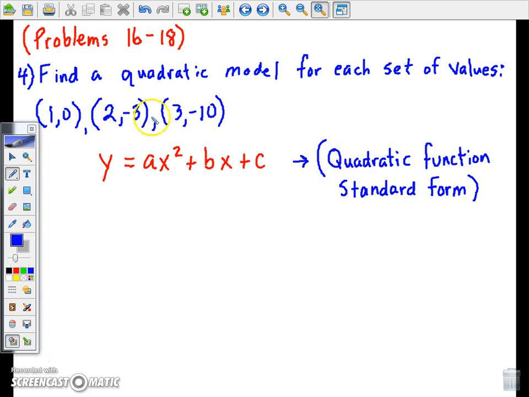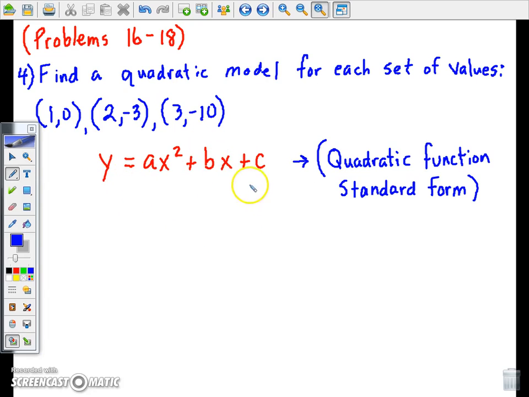Picture these 3 points as points on a parabola. Okay, these are actually 3 points. If we were to look at the graph of a parabola, these 3 points would be on it. It's our job to come up with the equation that represents that graph. So it's kind of backwards. Here's a graph. What's the equation, or what's the function? Well, here's how we're going to find it.